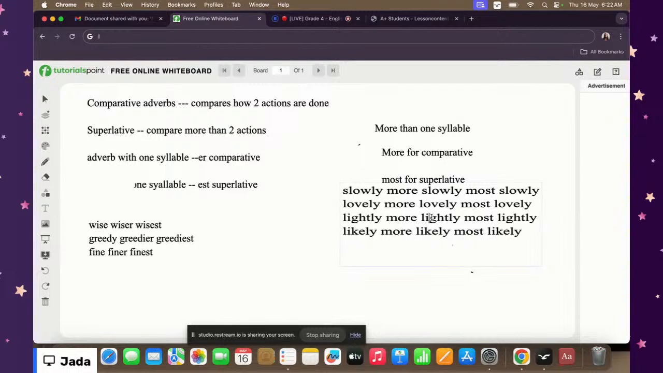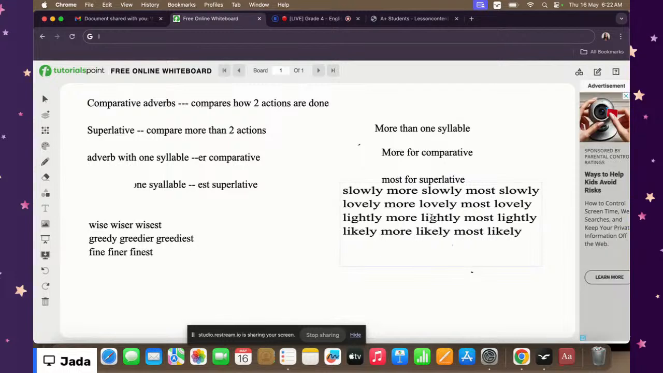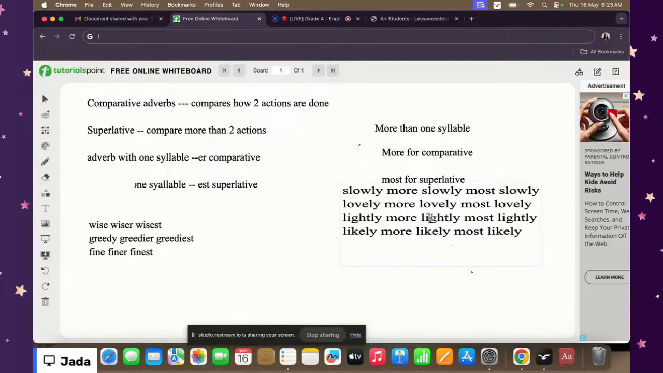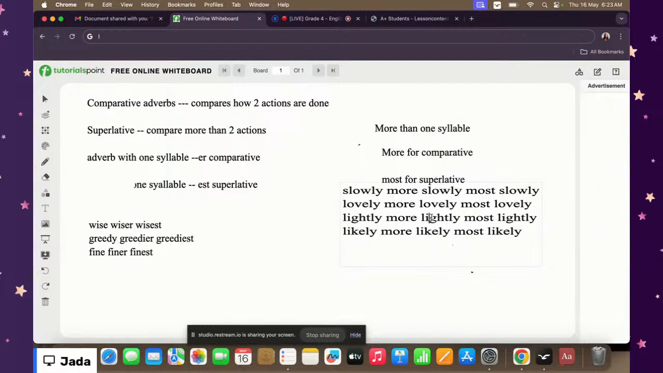Okay, more examples. For the more than one syllable, we can also have badly, more badly, most badly. Okay. Give me some more examples. Let me see the chat.